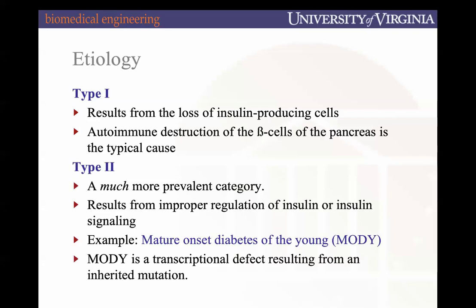Type 2 is a much more prevalent category. The way in which it can be best characterized is that it results either from poor or defective insulin production or defective insulin signaling. One key phrase you'll oftentimes hear is insulin resistance. Type 2 diabetes can emerge in a few different ways. It's most commonly thought of as being associated with obesity and metabolic disorders, metabolic syndrome. One thing that's also important to note is that it's also associated with aging.